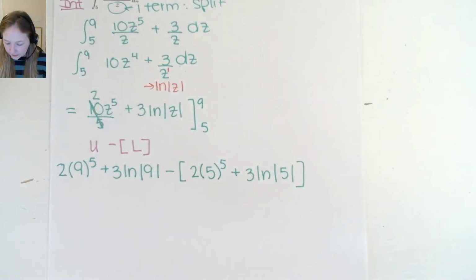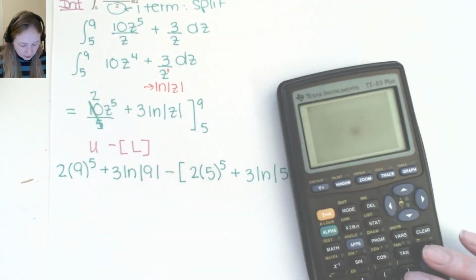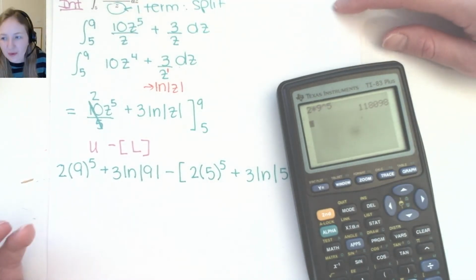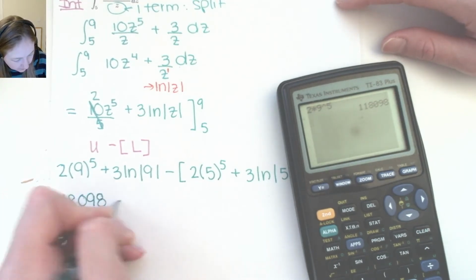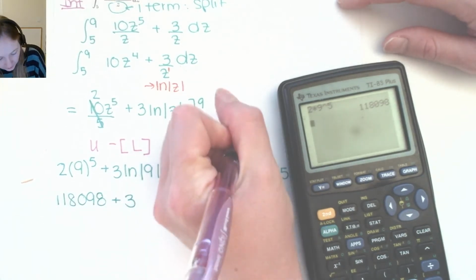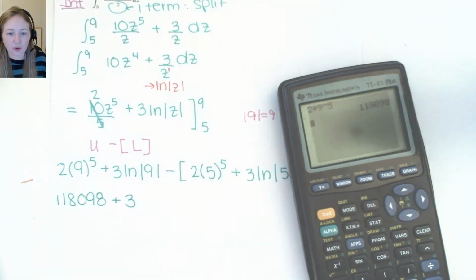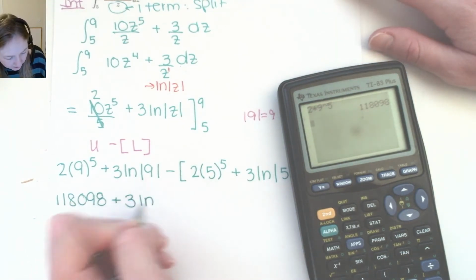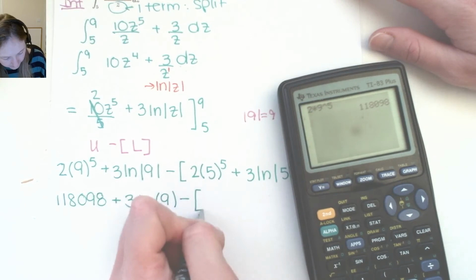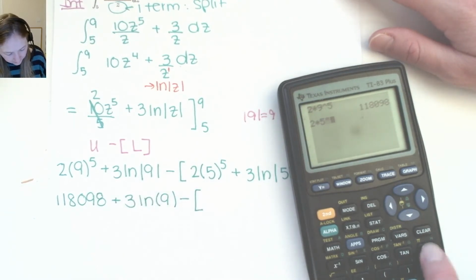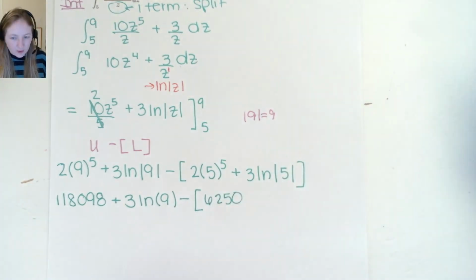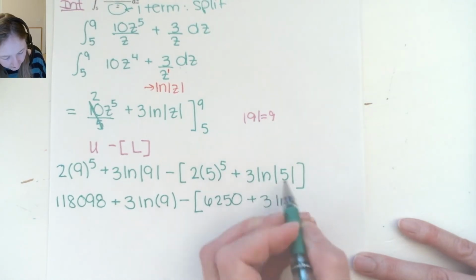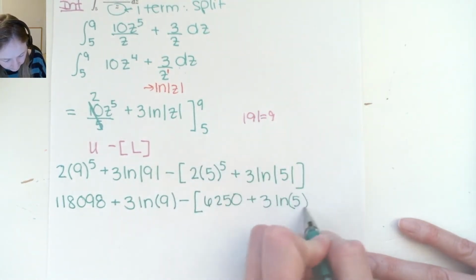Now, you would then simplify, so just kind of plugging this in on the calculator, you would have 2 times the 9 to the fifth. That is going to give you a crazy big number, but it's all good. So it gives you 118,098. Remember that the absolute value of 9 is just 9. So you don't need those absolute value signs. You can just write it 3 natural log of 9 minus, and then you'll take 2 times the 5 raised to the fifth, and that gives you 6,250. And then plus 3 natural log, absolute value of 5 is just 5.